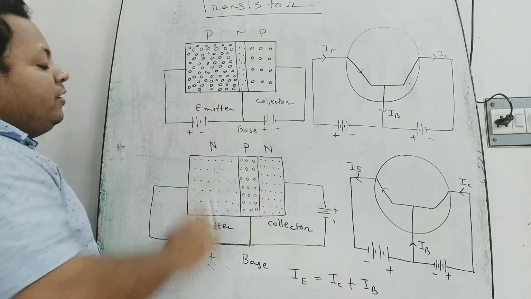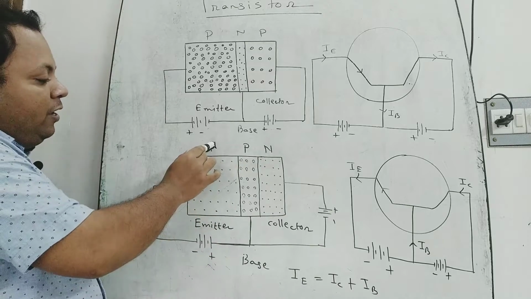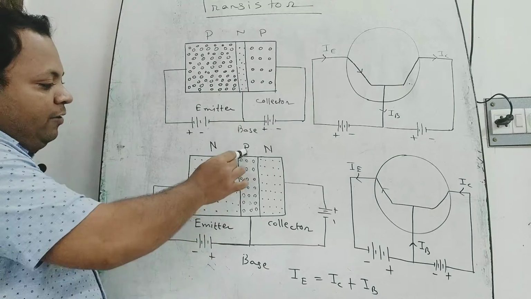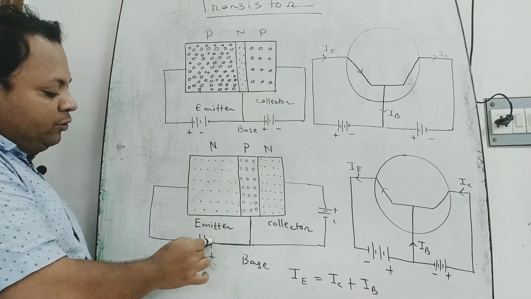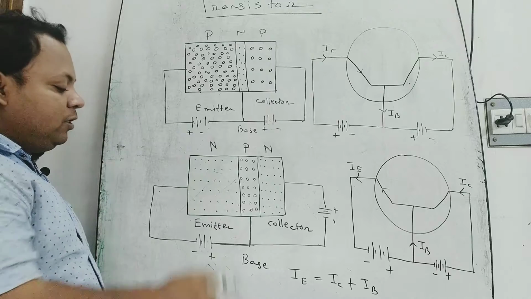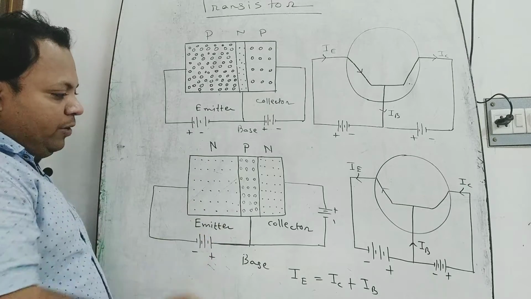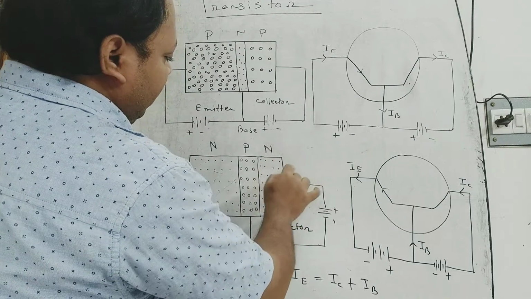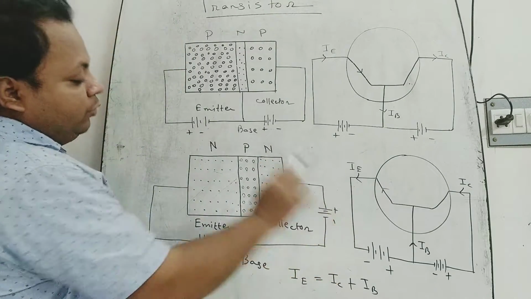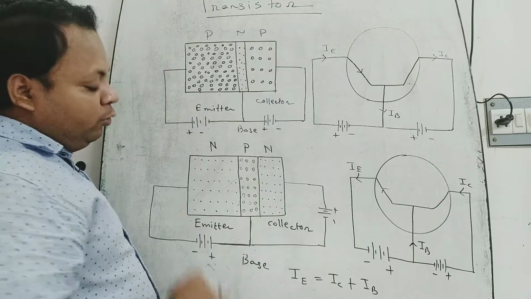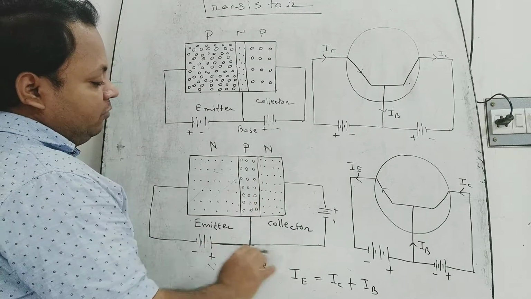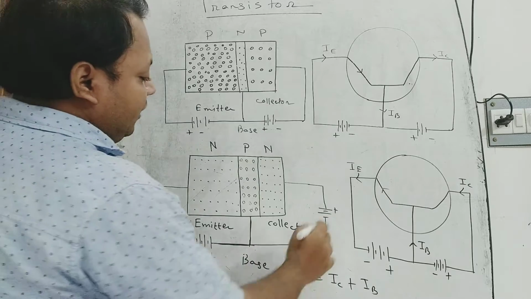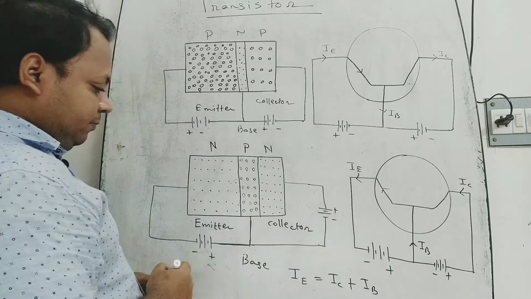In case of NPN transistor, the N type emitter is connected with the negative pole of the cell, and the P type base is connected with the positive pole of the cell. That's why emitter and base are in forward bias. And the N type collector is connected with the positive pole of the cell, and the P type base is connected with the negative pole of the cell. That's why the collector and base are in reverse bias.